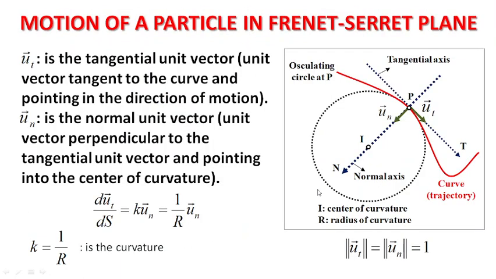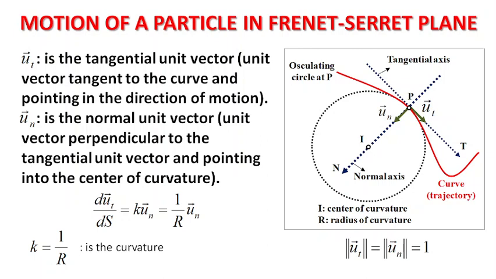Now, motion of a particle in the Frenet-Serret plane. First of all, some information about this plane. A particle P is moving along a given path, or trajectory, or a given curve. How to draw this plane? We need to find the velocity and acceleration at the point P. First, we need to draw this plane.